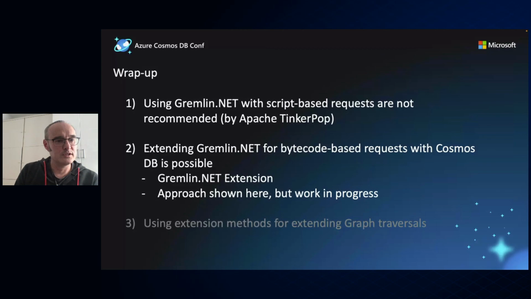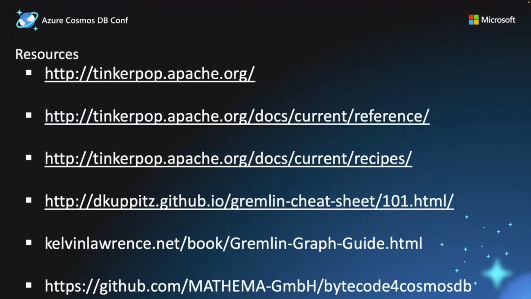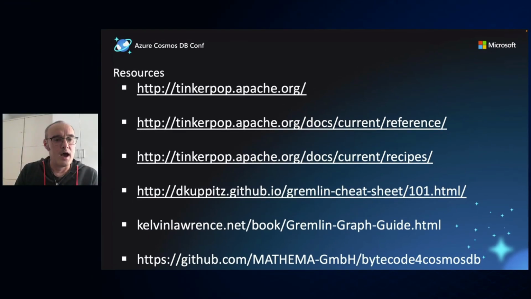Some more resources you would like to probably take a look at: the documentation, our TinkerPop, the reference documentation, some more recipes where you can find some good solutions, a cheat sheet, and most remarkable, in my opinion, the Gremlin graph guide by Kelvin Lawrence. It's a really cool book. You should take a look into this. And last point, the little library we have written for bytecode for Cosmos DB.